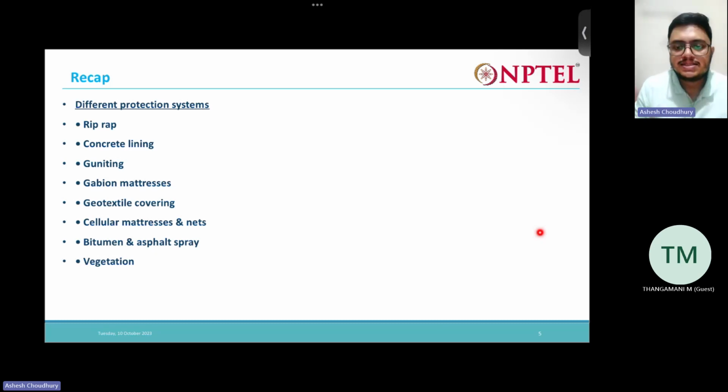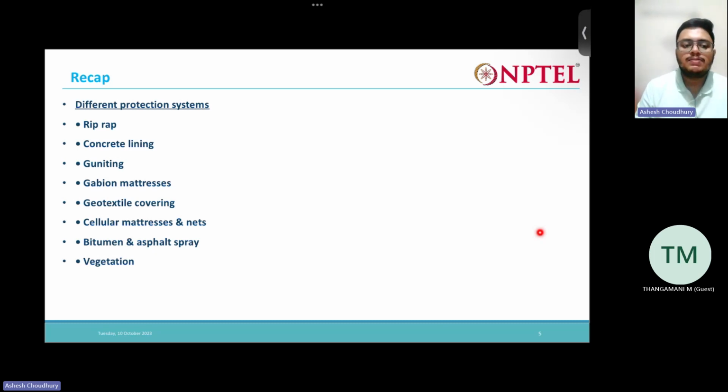So rip-raps are nothing but graded boulders of different sizes that we place on the river bank or shoreline. Whenever water hits them, they help in dissipation of the energy of the water, and they protect the soil from flowing away with the water. So this is riprap. We'll see the images.